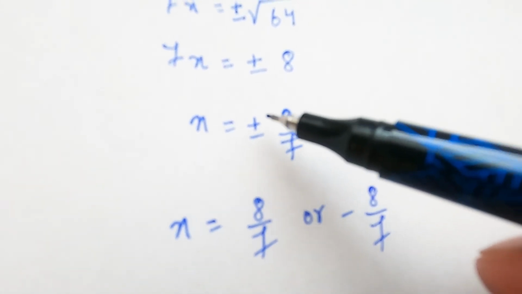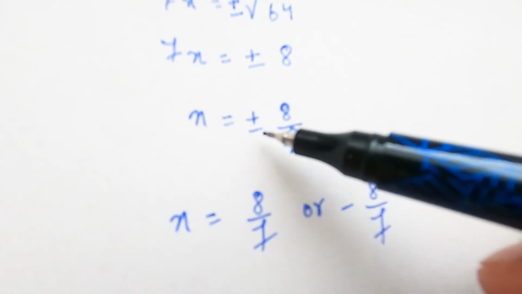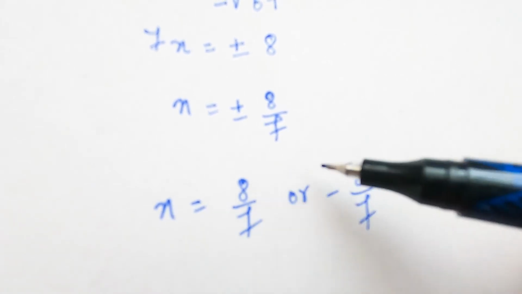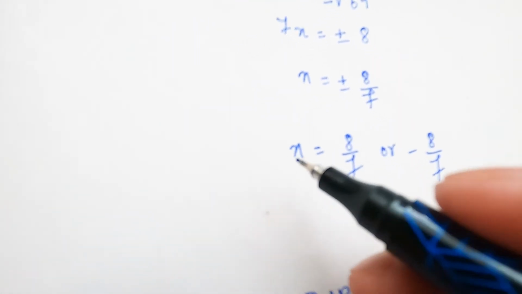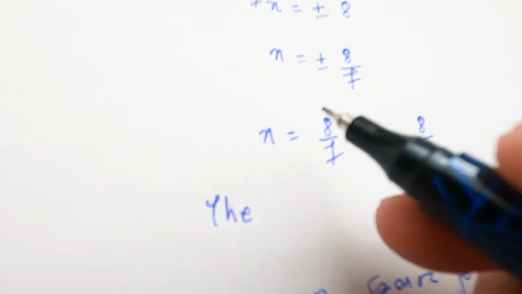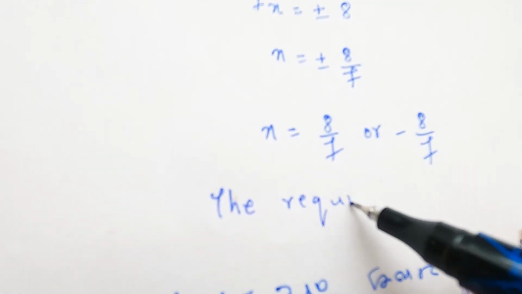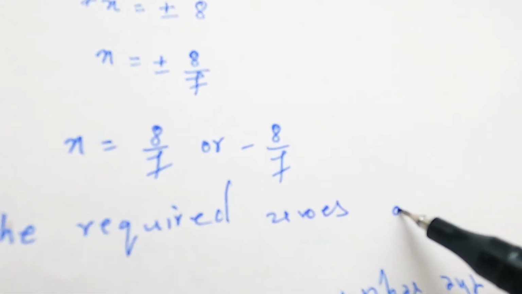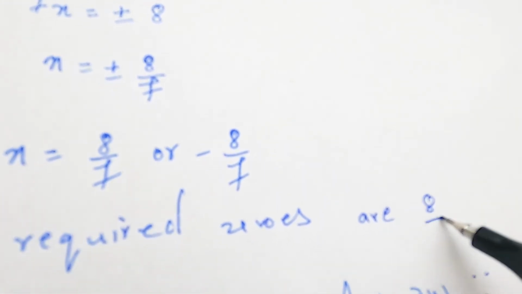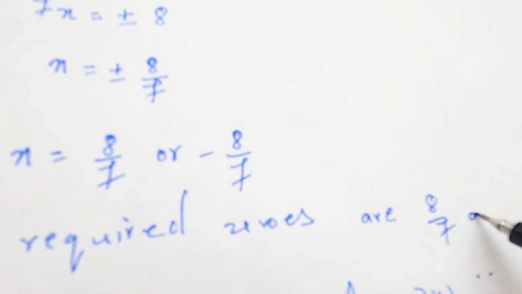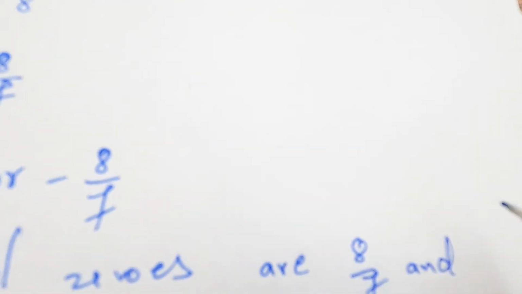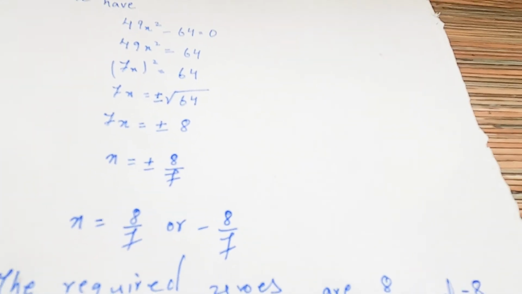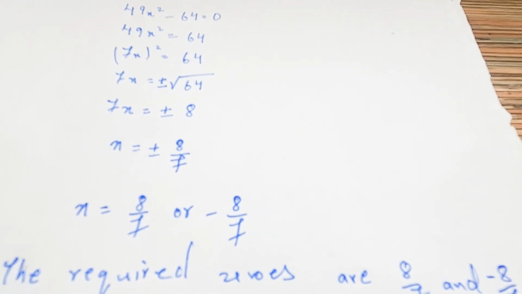So because there are two signs, one is plus and one is a minus, so therefore the value of x will either be positive or negative. So therefore you will write here the required zeros are 8 by 7 and minus 8 by 7. So this will be your answer.